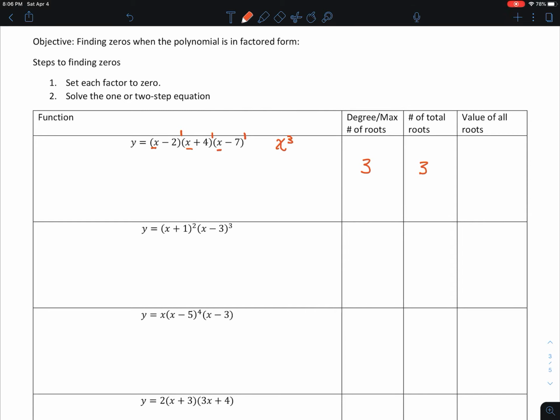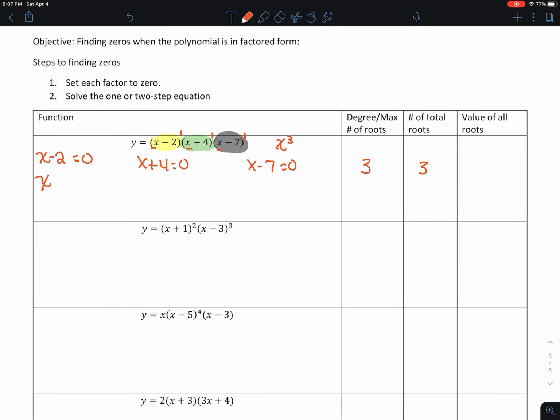So to find the roots, we're going to set each of these equal to 0. We're going to set this expression equal to 0, this expression equal to 0, and this expression equal to 0. We set them all equal to 0 because there's a rule that says if I multiply things together and get 0, one of them has to be 0. So that means either x minus 2 is 0, x plus 4 is 0, or x minus 7 is 0.